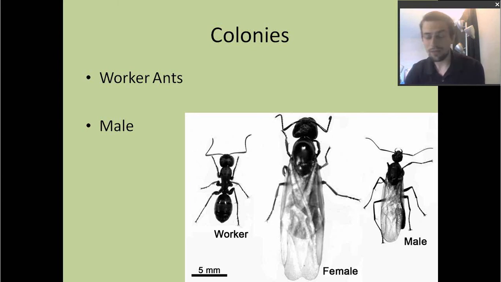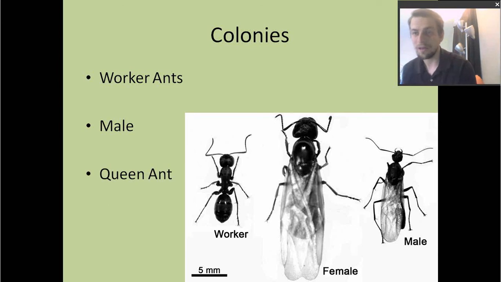And the female ant, which is also called the queen ant, her job is to lay eggs for the colony. She's usually quite a bit bigger than the other ants, and she also has wings, and she is probably the most important single ant in the colony. She lays eggs all day, and depending on the ant, she might even be able to lay millions of eggs in her lifetime, which is quite a few.